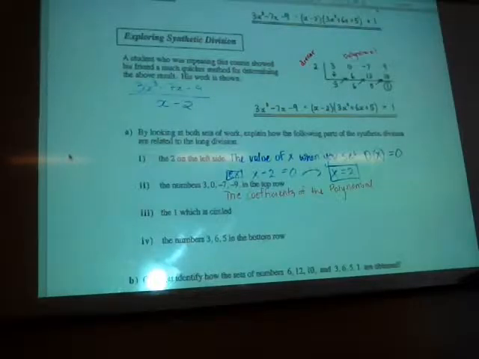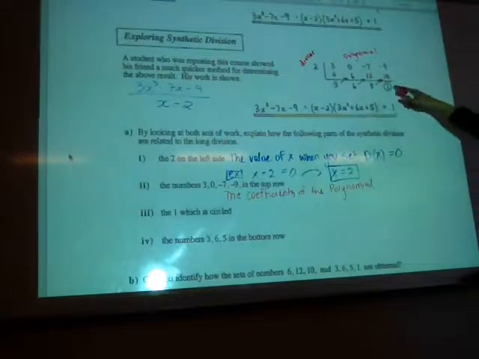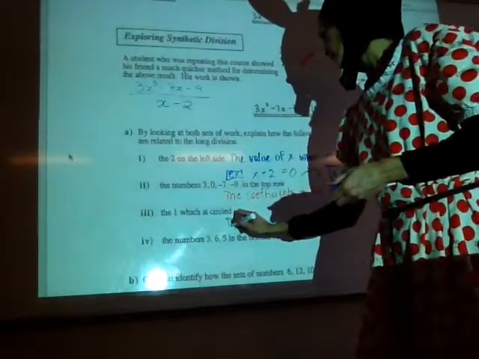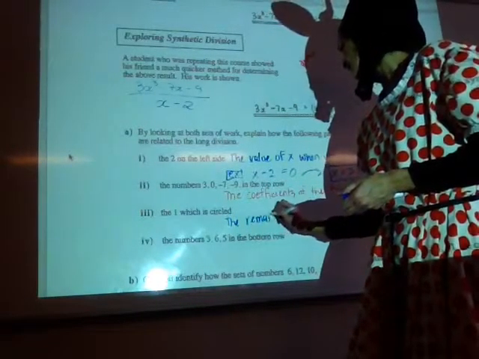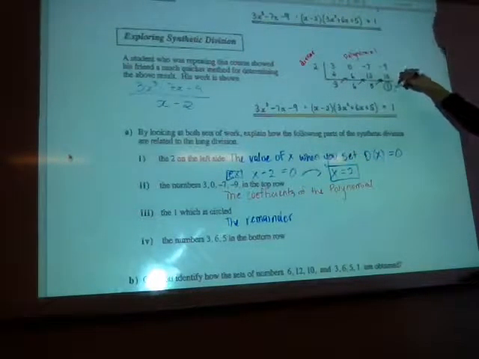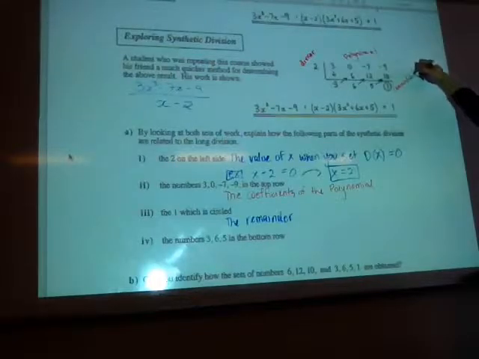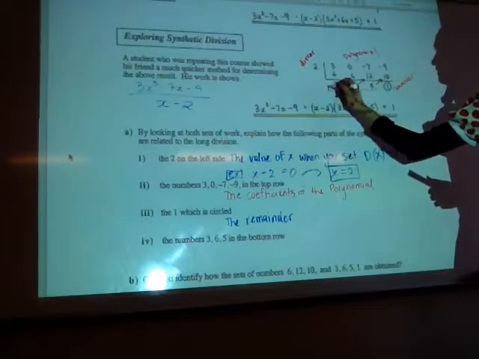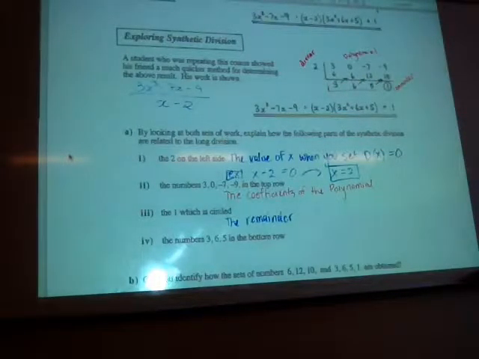Now comparing to what we answered in the first part, doing long division, part 3, why do you think 1 is circled here? Good, so the remainder. And then part 4, what do you guys think that the numbers 3, 6, and 5 represent, compared to the long division up top? Quotient, perfect.